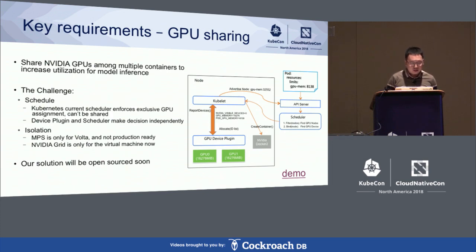But it's difficult to implement in Kubernetes because there are some challenges from scheduling and isolation perspectives. The Kubernetes scheduler enforces exclusive GPU requests. Even at the isolation level, there are more challenges. As we know, MPS is only for the Volta architecture and not very ready for production. And NVIDIA GRID is only for virtual machines now. Our solution is not to change the Kubernetes core code.